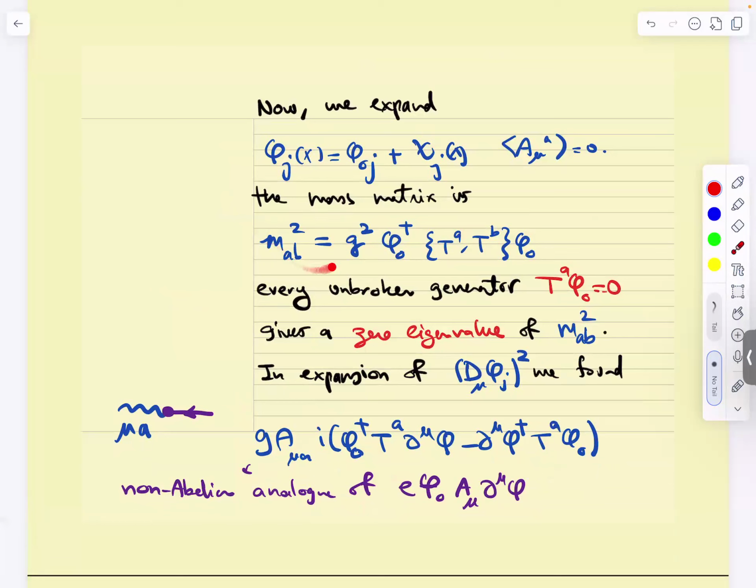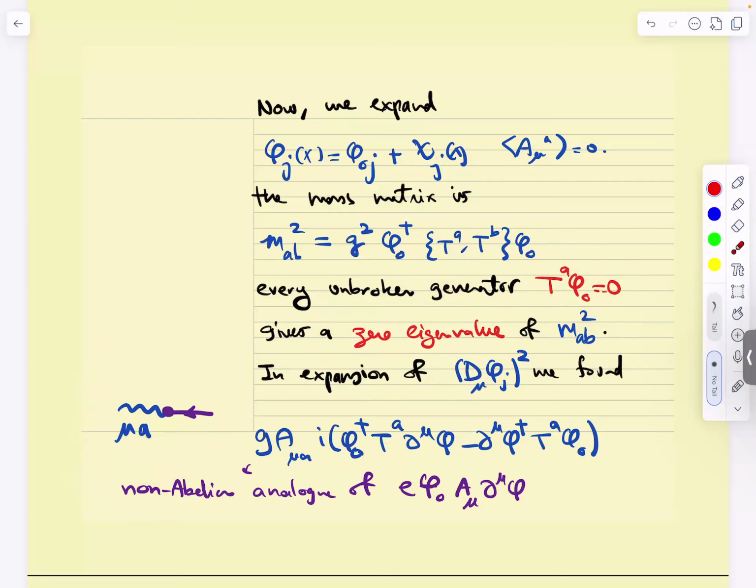When you repeat the calculation, you're going to end up with a mass matrix that looks like this. For every unbroken generator, T^A φ0 equals 0. You get this, sorry, you get this. You get the 0 eigenvalue for the mass matrix. And the analogous mixing that you find looks like this.